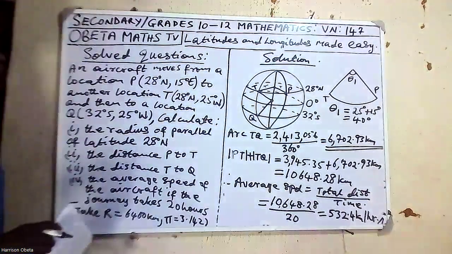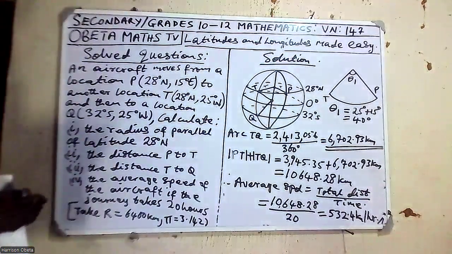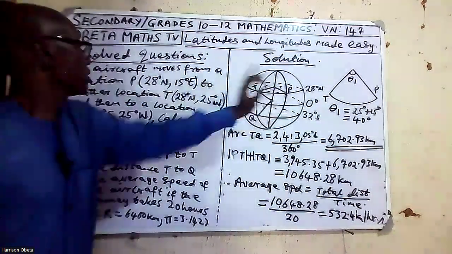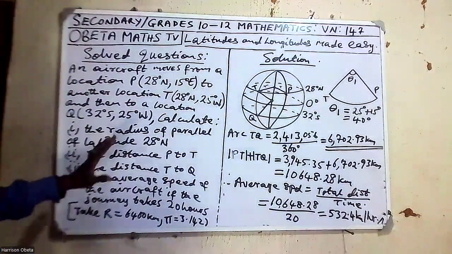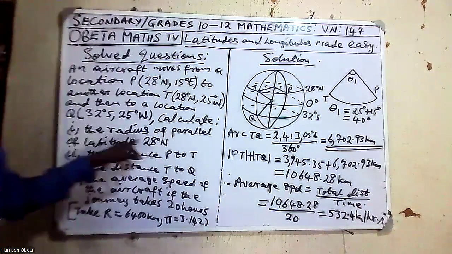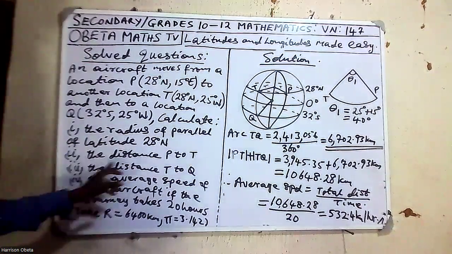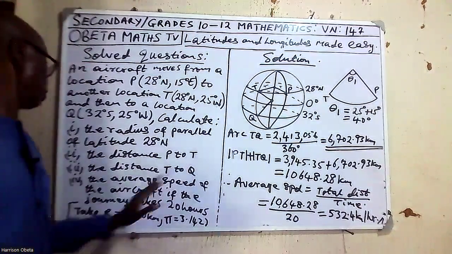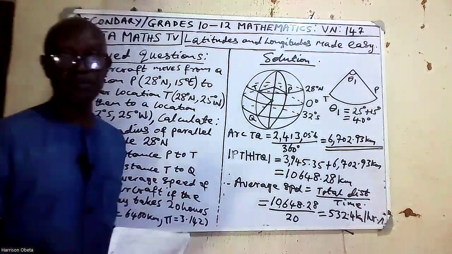So you have seen how we solve the question. First of all, locating the points, followed by calculating the radius first, the distance between PT, the distance between T and Q, and then the average speed.